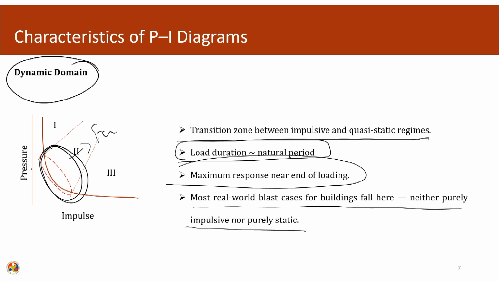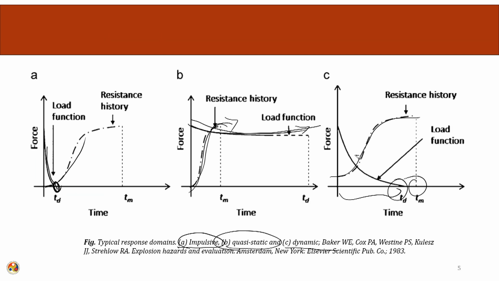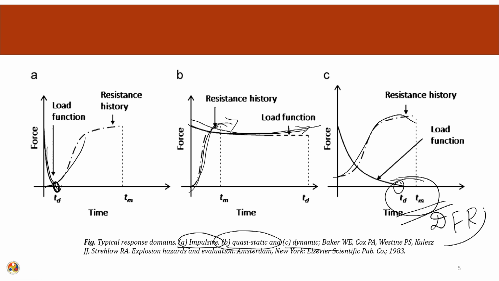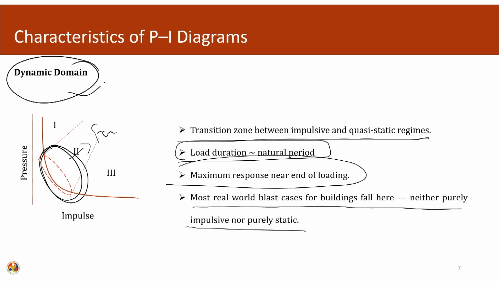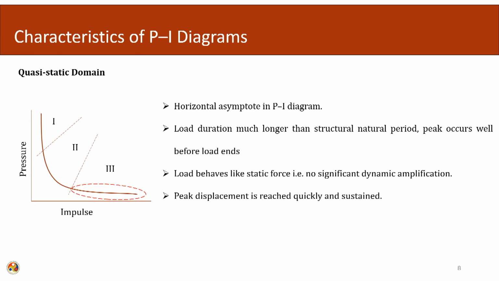So, here we can again see the dynamic range. Both the times are comparable. The structure will attain its maximum response just when the loading is about to end. This is the characteristic of the dynamic event, and most far field blast type events are characterized by this transition zone. This is the characteristic of a near field event. So, near field blast, impulsive domain; far field blast, dynamic domain. Then the quasi static domain.